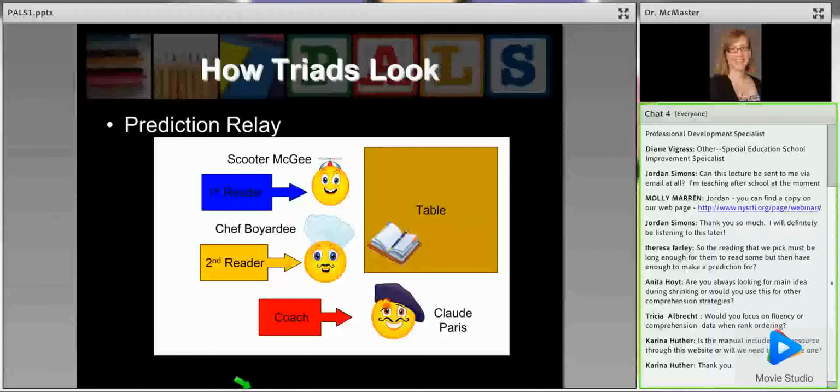And you could even make little cards so that when it's their turn to be coach or first reader or second reader, they actually have a physical card saying this is who you are. There's also a worksheet in the manual that you can use to write the kids' names in for the different activities. Some of those kinds of things help make the triad interaction a little bit more concrete for students.